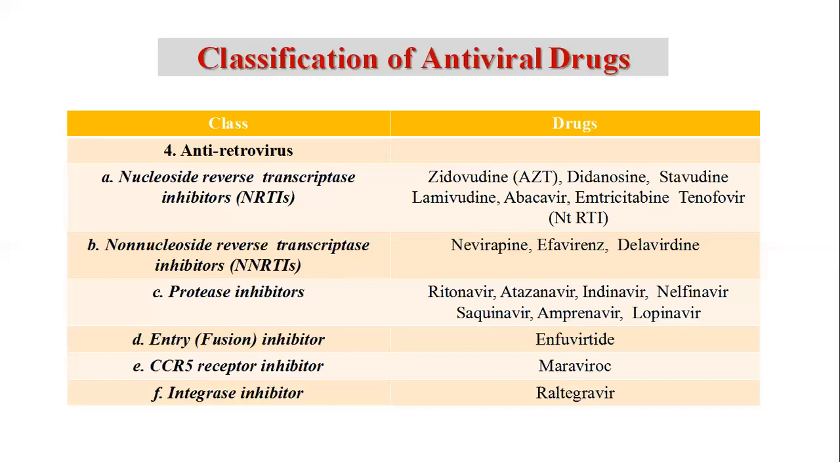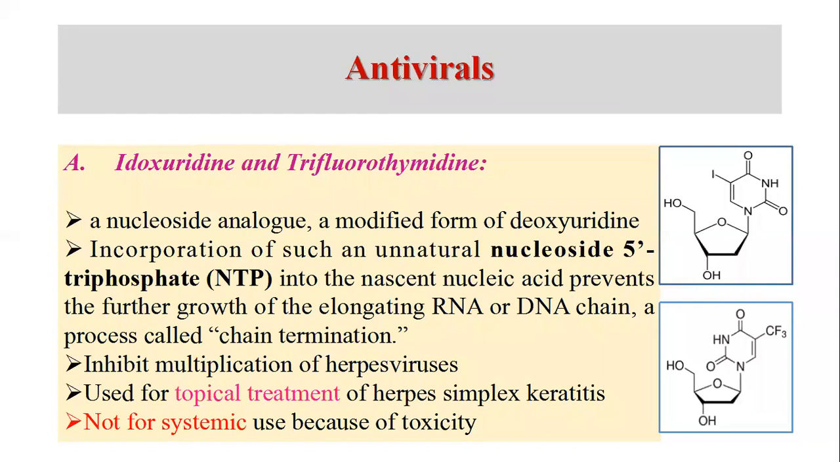The fourth class is the fusion inhibitor, or the entry inhibitor. Here the drug is enfuvirtide. The fifth one is CCR5 receptor inhibitor, and the drug is maraviroc. The sixth one, the last one, is integrase inhibitor, which prevents the viral DNA from integrating with the host cell DNA, and the drug is raltegravir. Now, one by one, we will discuss a few antiviral drugs.